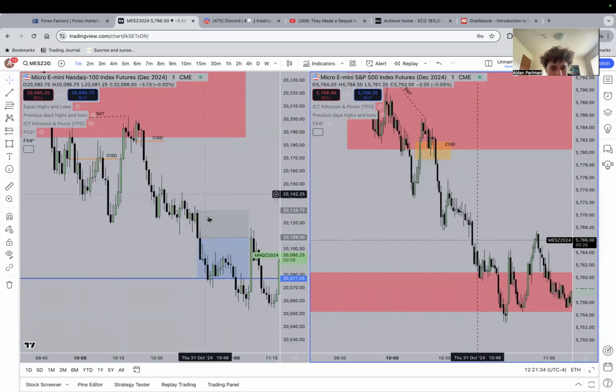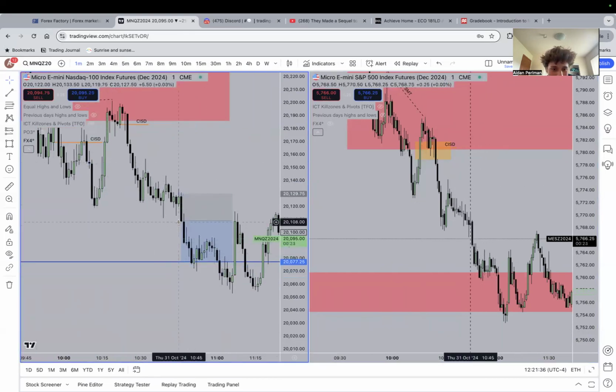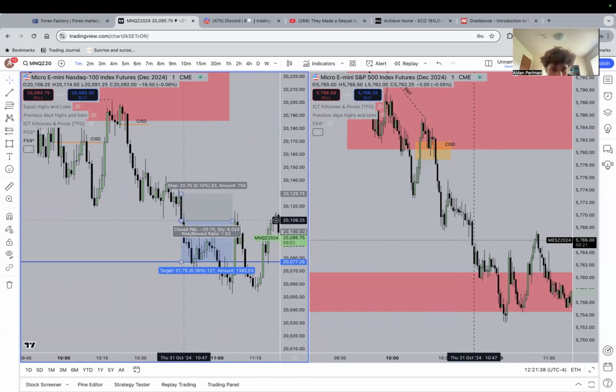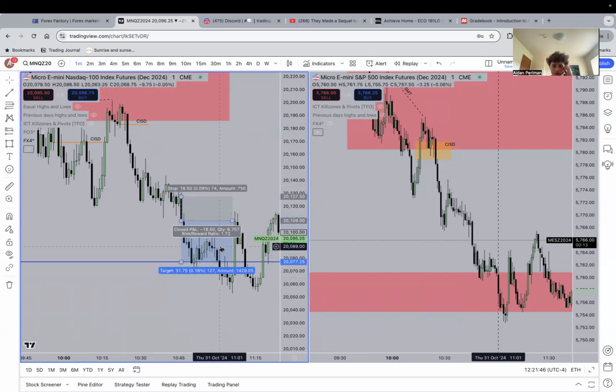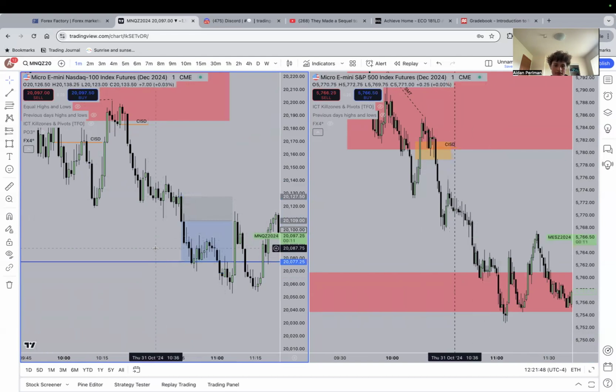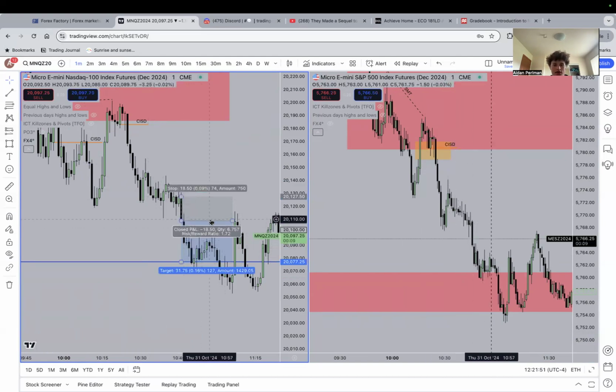So I didn't really think we needed to come back up anymore. So I took a light position. This was the right call. Light position, draw read, stops at this high, take profit down here. 1.72 R. Yeah, so that was a good trade.